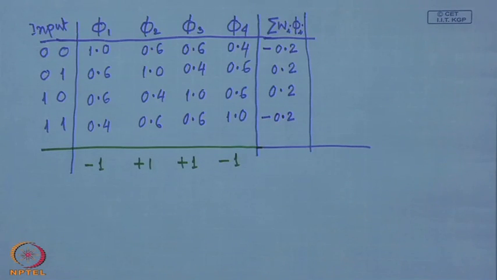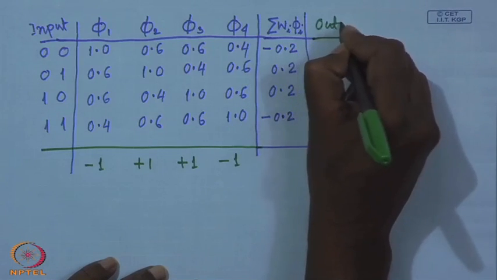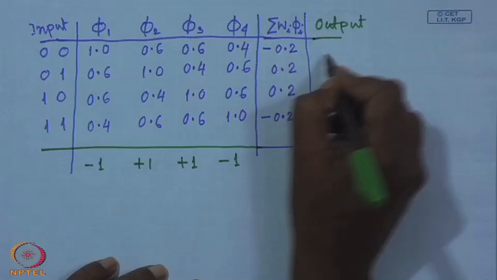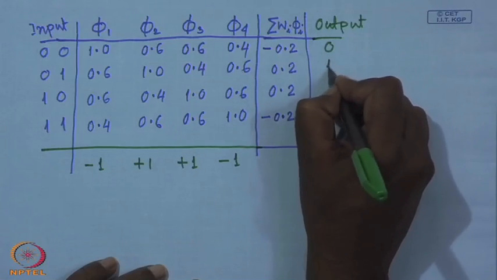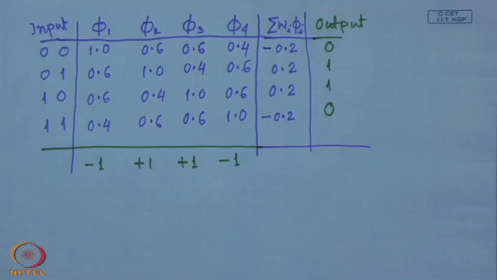And if I take a decision that if the value is more than 0, the output will be 1, and if it is less than 0, the output will be 0, then the final output that we have, here I write output, will be 0, this will be 1, this will be 1 and this will be 0. Which is nothing but the XOR function output.